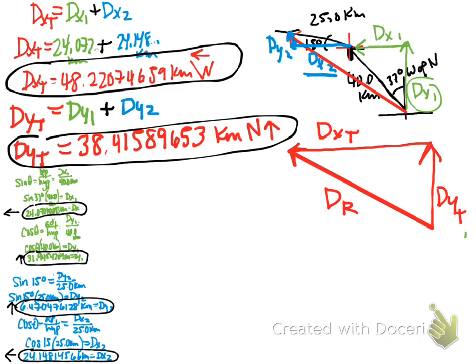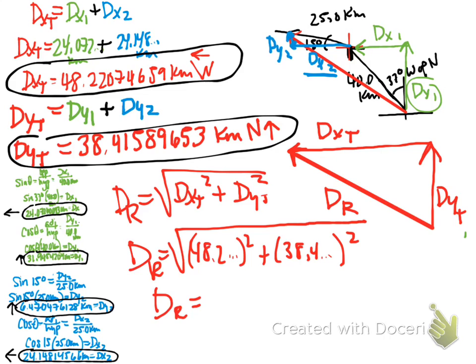Okay, so now we're ready to find our resultant. So now we're actually just down to a simple right triangle. So this is easy Pythagorean theorem because our resultant is equal to the square root of dx total squared plus dy total squared.